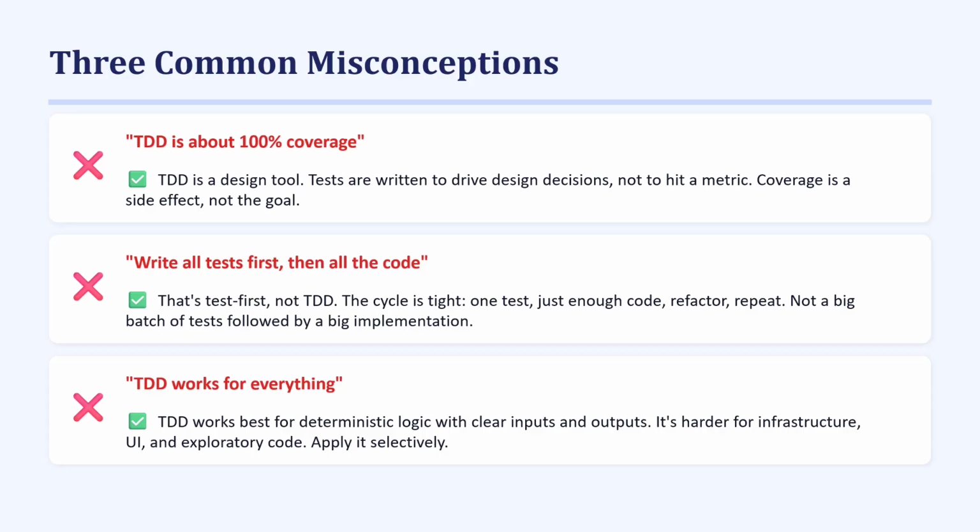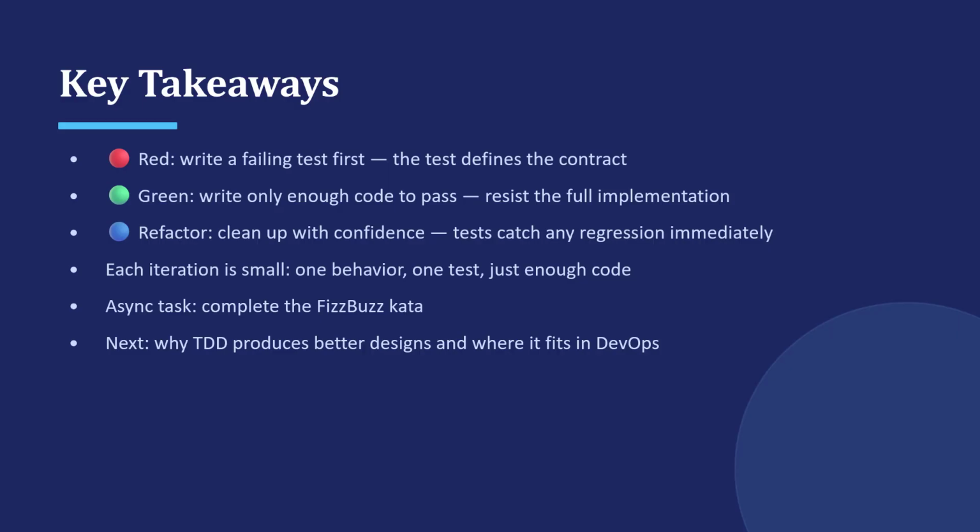And then the idea of all tests first, all code after is not great. That becomes an insurmountable mountain, essentially. The cycle that we use, think of it as a very small and tight iteration. One test, just enough code, refactor, repeat. Not a big bang test suite followed by essentially a big bang implementation. So really just think about small bites, small tests.